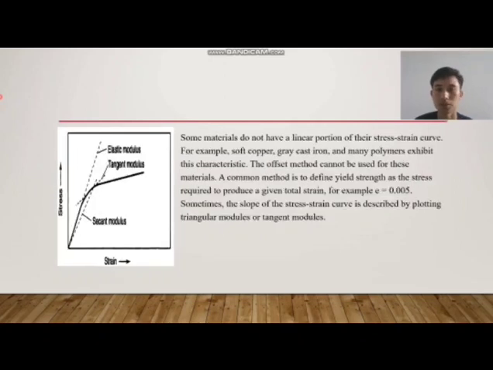Next, some materials do not have a linear portion of their stress strain curve. For example, soft copper, gray cast iron, and many polymers exhibit this characteristic. The obvious method cannot be used for these materials. A common method is to define yield strength as the stress required to produce a given total strain, for example, epsilon equals 0.005. Sometimes the slope of the stress strain curve is described by plotting the secant modulus or tangent modulus.